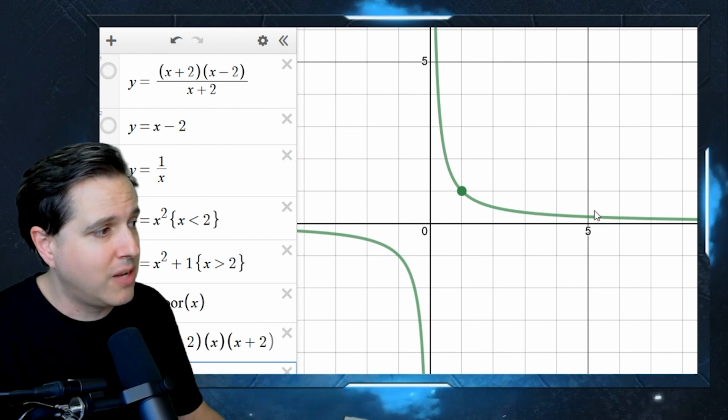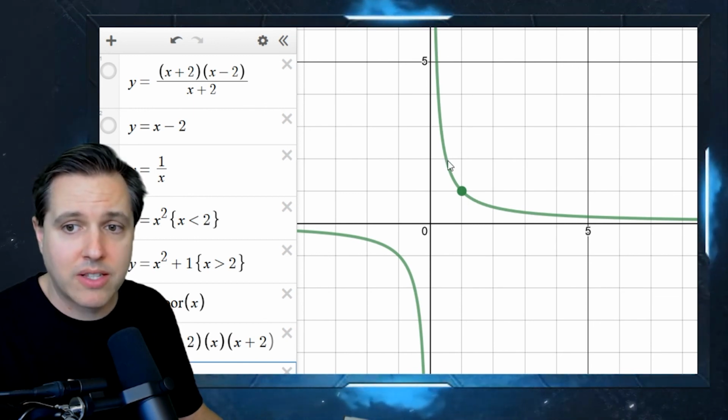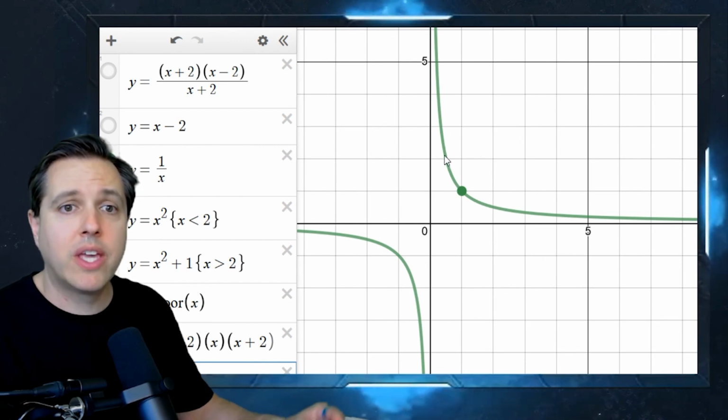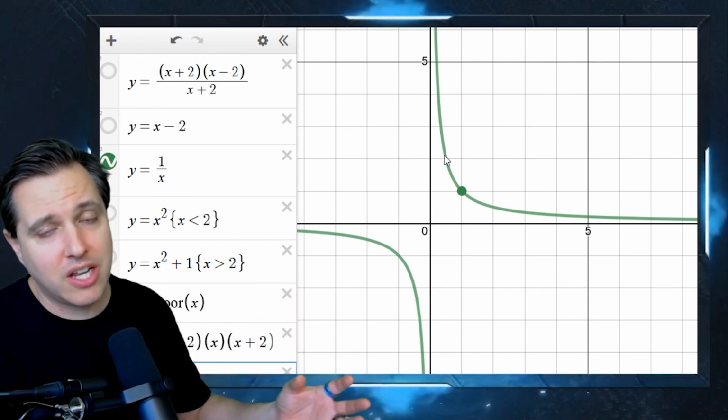And you can do that for any point along here. We could take this point right here. We can see what the limit value needs to be. We can check that that's what the function value is. If they match, then we're continuous.